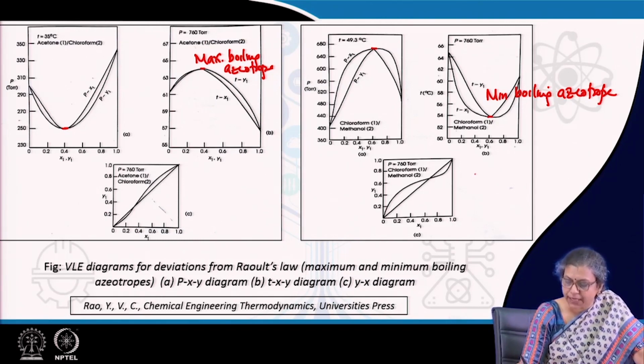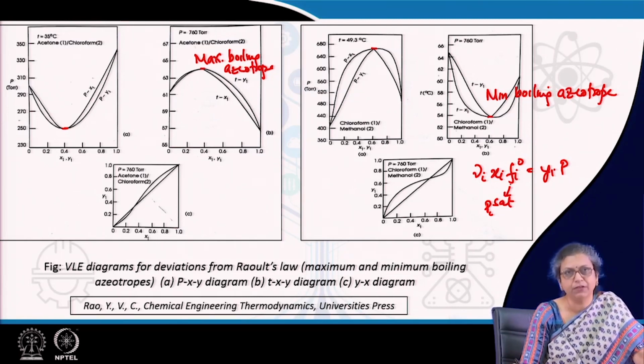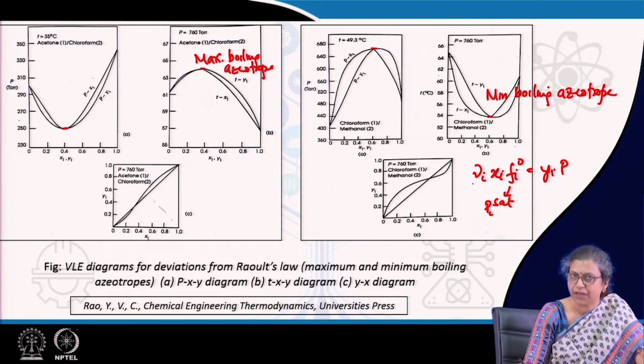We find that for non-ideal solutions it is generally written as gamma_i x_i f_i^0 equals y_i into P, and for low to moderate pressures this corresponds to P_i^sat. Therefore, again, this gamma_i has to be found out from the other available parameters, and normally there are some activity coefficient models, which you must have studied in your thermodynamics.